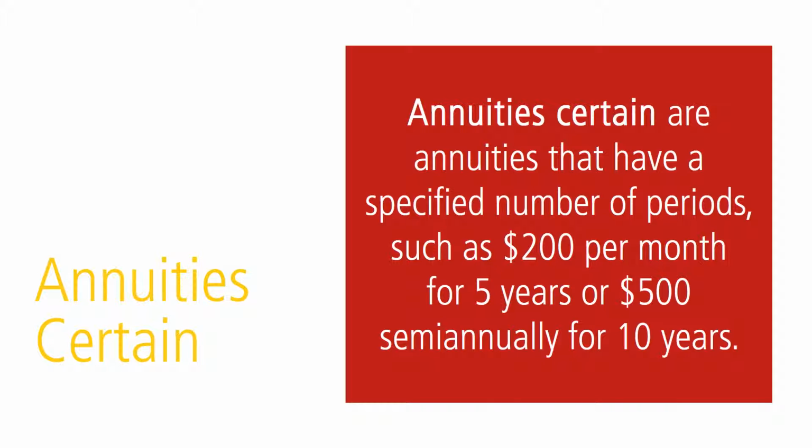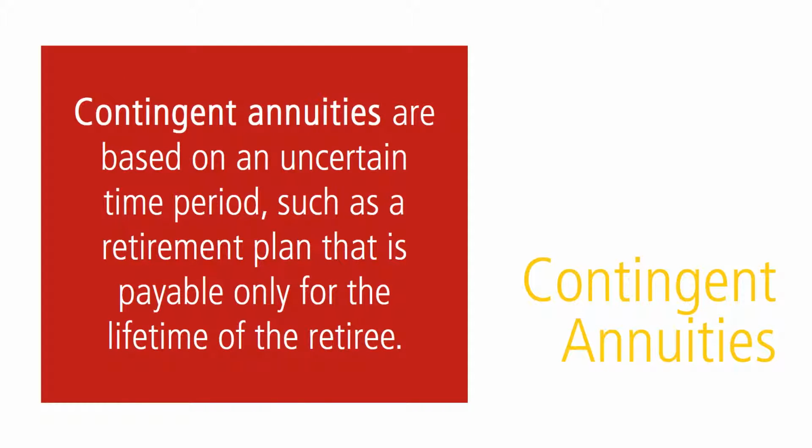Annuities are categorized into annuities certain and contingent annuities. Annuities certain are annuities that have a specified number of periods, such as $200 per month for 5 years or $500 semi-annually for 10 years. Contingent annuities are based on an uncertain time period, such as a retirement plan that is payable only for the lifetime of the retiree. This presentation is concerned only with annuities certain.